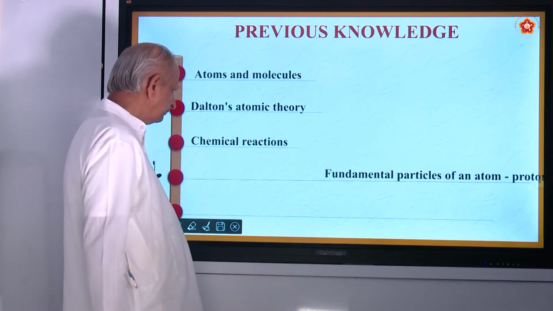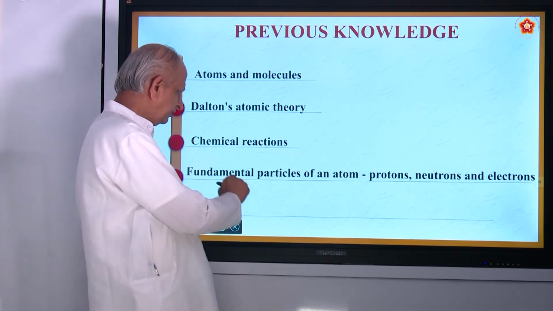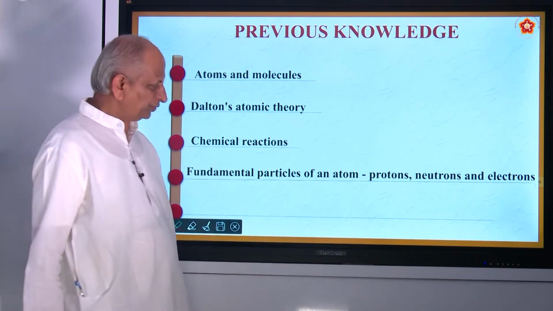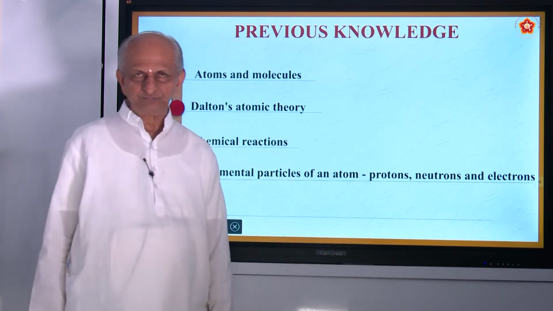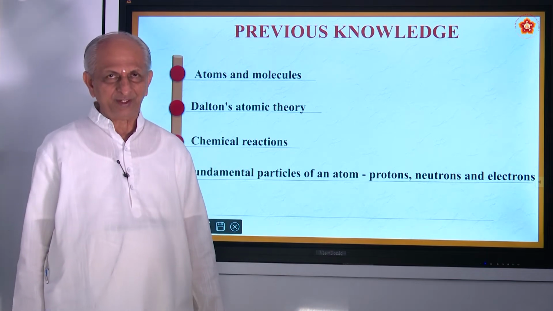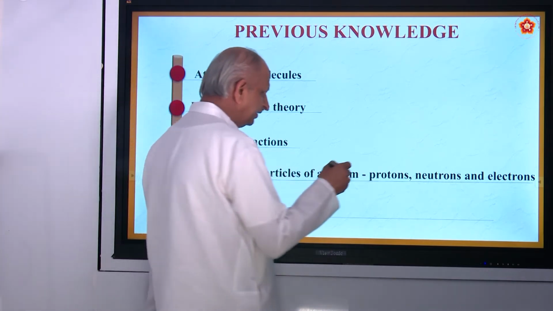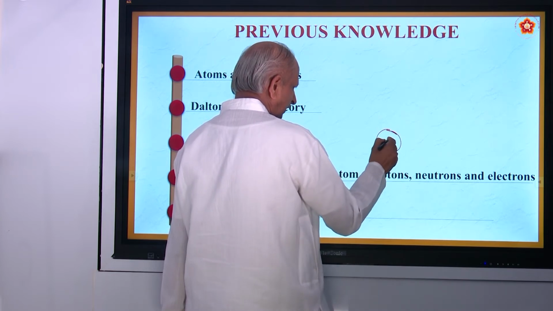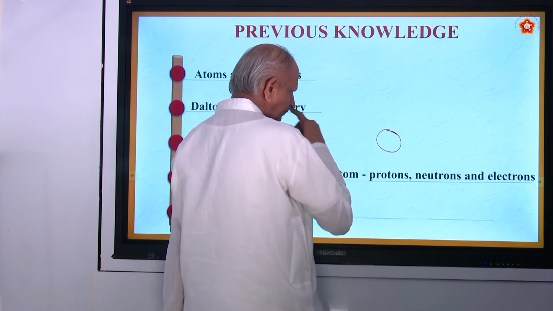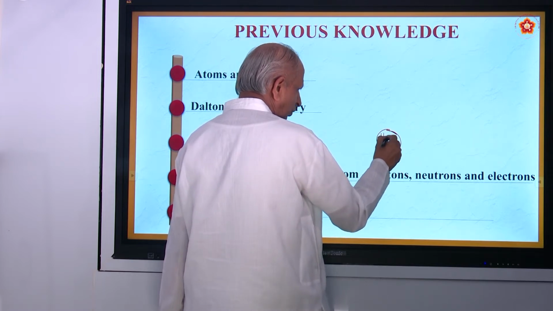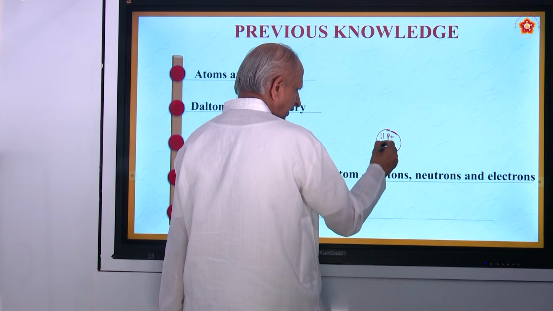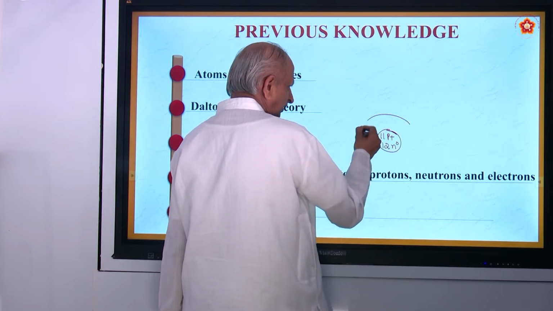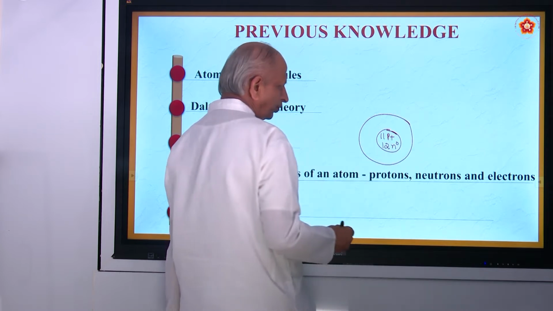Also, we know that every atom is made up of small particles called protons, neutrons, electrons. Where are the protons and neutrons situated? They are inside the innermost part, which we call the nucleus. Suppose you take sodium, there are 11 protons and there are 12 neutrons. And how many electrons? Sodium has got 11 electrons.